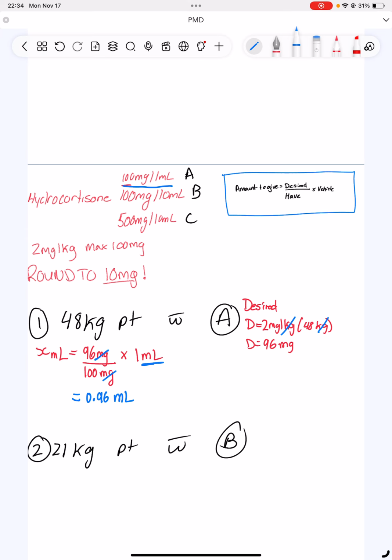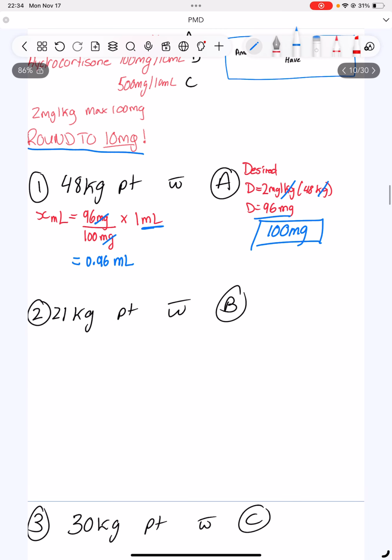Now some of you, if you really hate math and you're still really smart, will notice right away that we're rounding to 10 milligrams. As soon as you saw 96 milligrams, you were probably like, give all of it. Nice. Okay, let's do another one here.